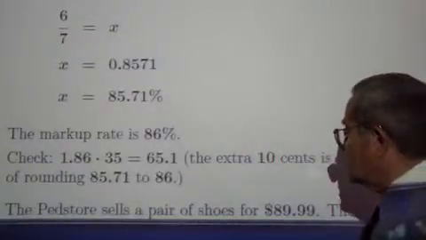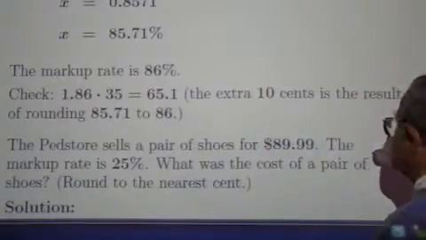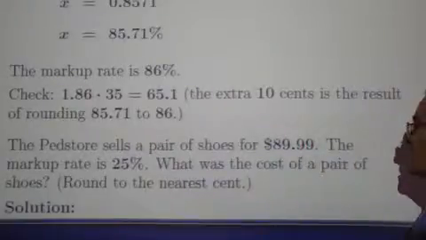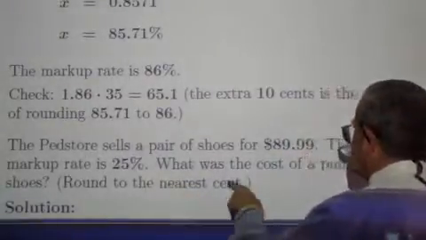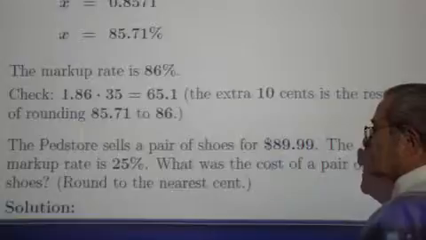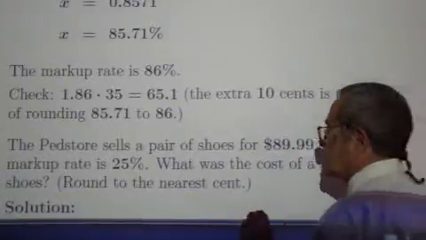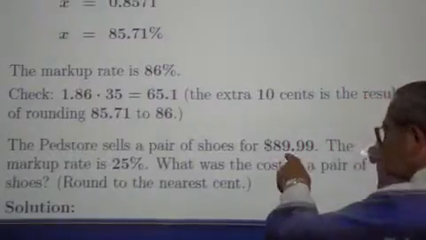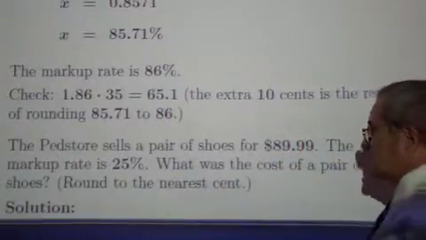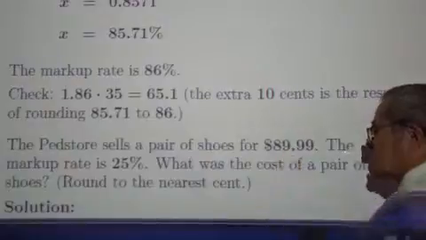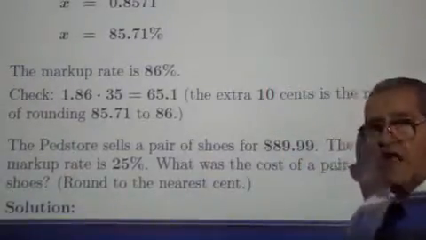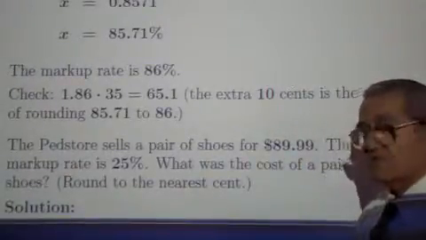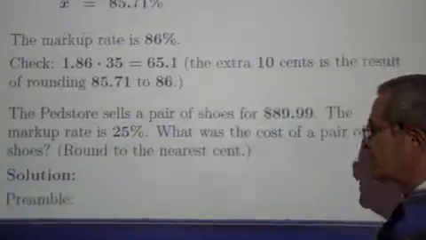Now the pet store sells a pair of shoes for $89.99. The markup rate is 25%. What was the cost of the pair? Now, what was the cost? The markup is 25% of cost. We are not given the cost. We are given the sales price. So we cannot take 25% of the sales price. That's a mistake lots of people do. And maybe you too if you're not careful.